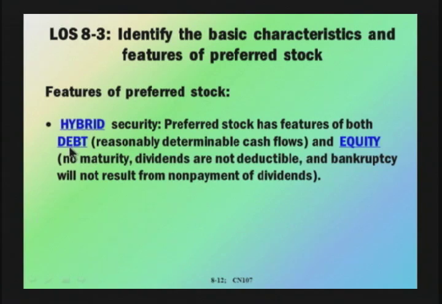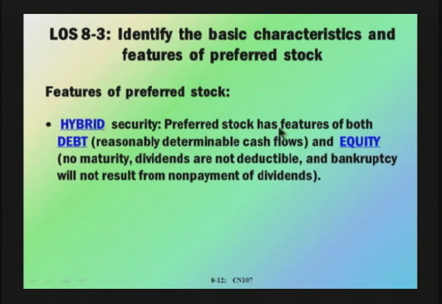The characteristics of preferred stock that are similar to debt is that the cash flows are reasonably determinable, kind of like the coupon payments on a bond. When the bond is issued, you know what coupon payment has been promised to you over the life of that bond. When the preferred stock is issued, you know what preferred dividend has been promised to you over the life of that preferred stock.